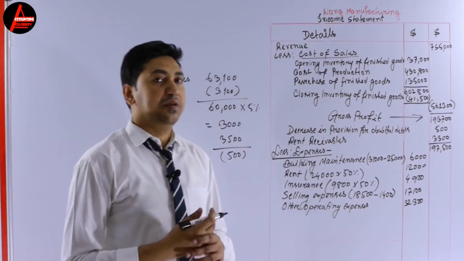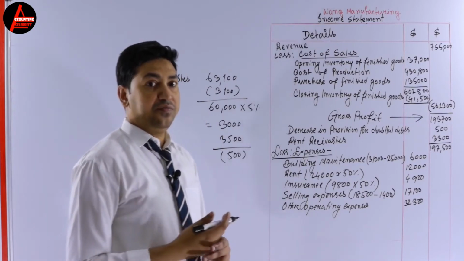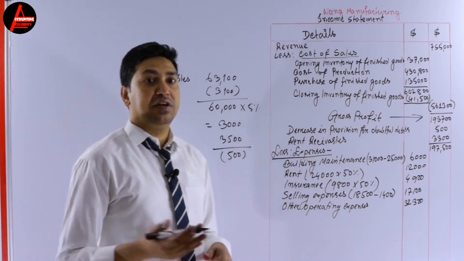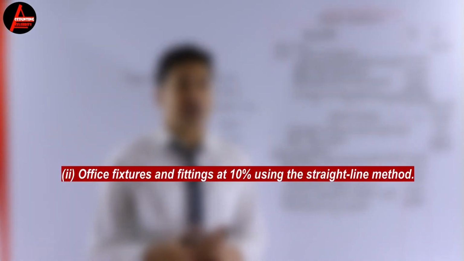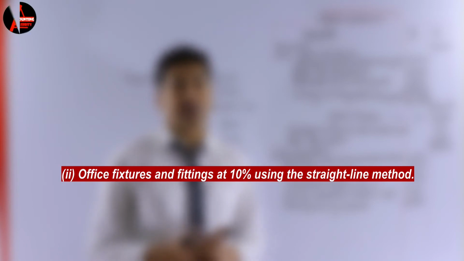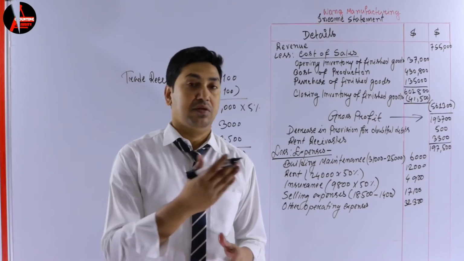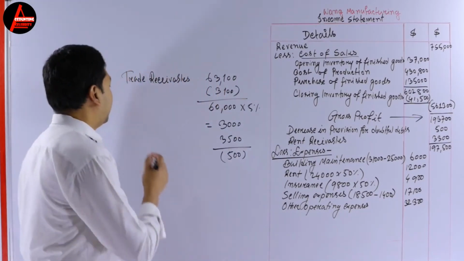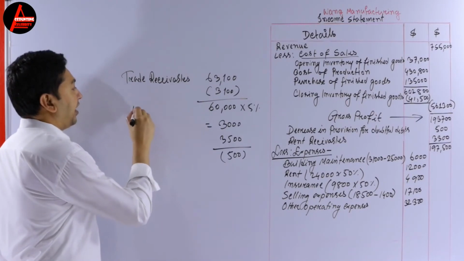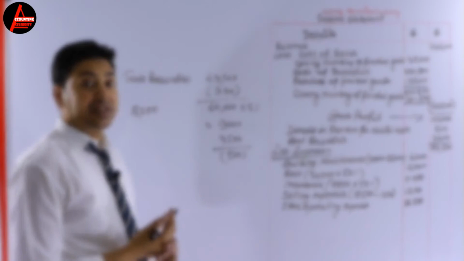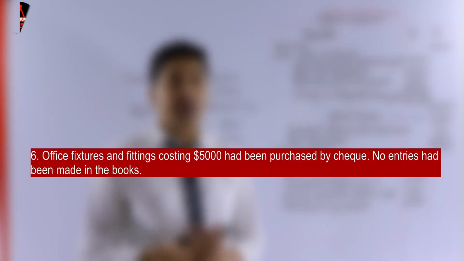Okay, next we have the depreciation of fittings, office fixtures and fittings. So what is written here? Look at adjustment number 7.2. Office fixtures and fittings at 10% using the straight line method. That means you just multiply the rate with the value of the cost. So what is the cost value here in the question? It's given $18,000.